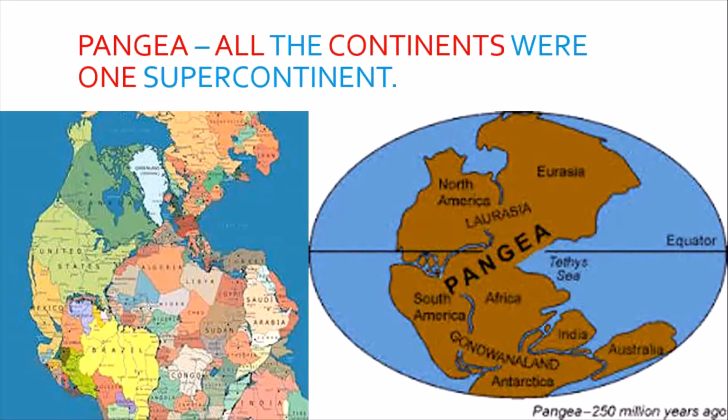So to start off, let's talk about Pangea. Most of you have heard of Pangea before. You've probably learned about it in other science or geography classes. The word Pangea actually means one continent. It's a point in time in history where all the continents were connected together. If you look here on the right, you can see what it looked like. And here on the left, if you look at our modern continents and countries, you can see how they would all piece together.